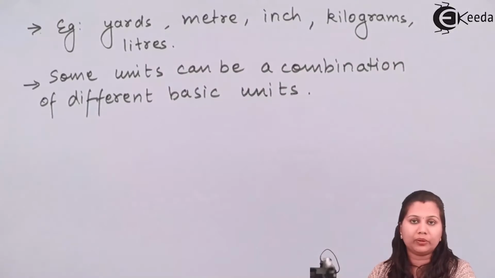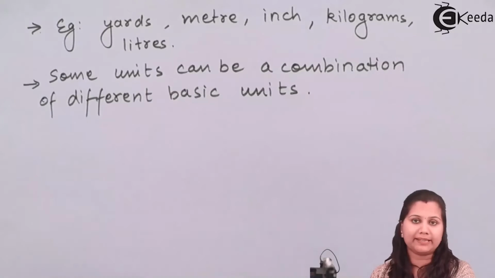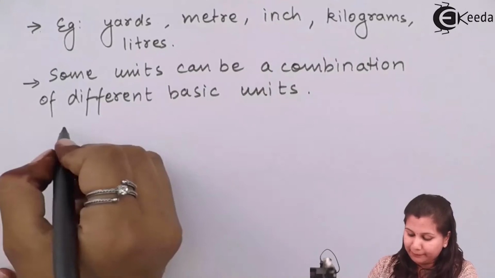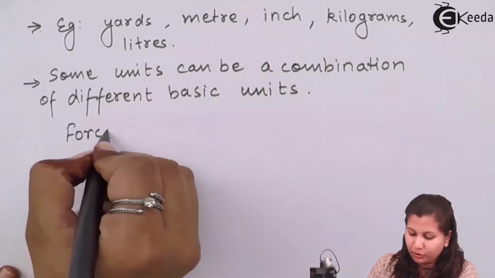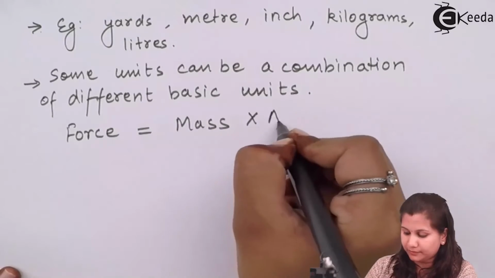Now, there are some units of measurement which are a combination of different basic units. For example, force. We know that force is equal to mass into acceleration.